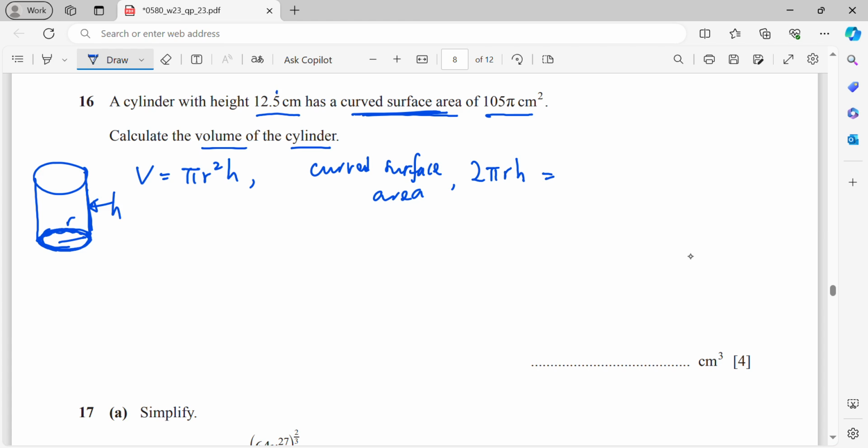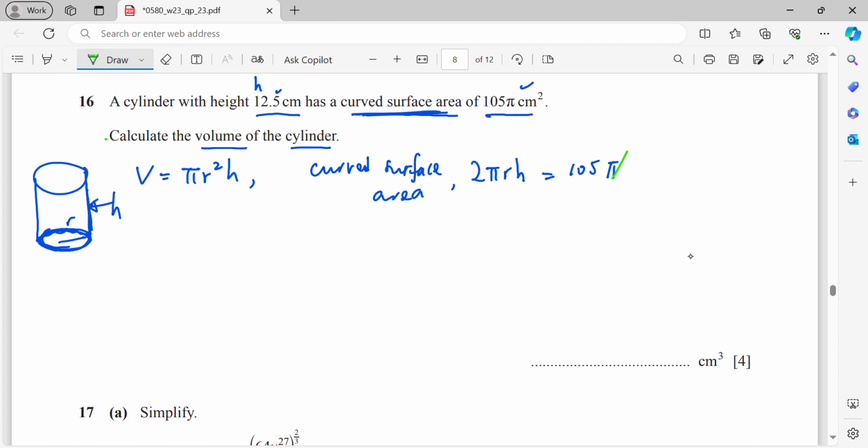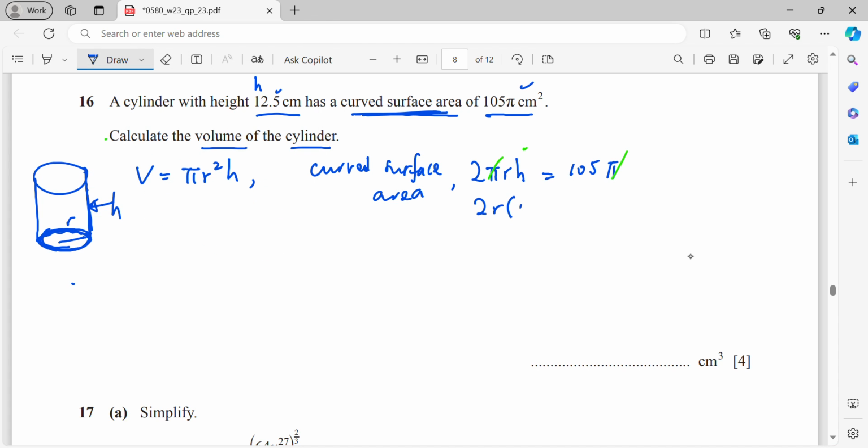Then it's given that it is 105 pi, and this is your h, 12.5. So now you are expected to find what r is, because h is given. So I will just write 2 pi r times 12.5 equals 105 pi. So now your r will be 105 divided by 2 times 12.5. This is 105 divided by 25, and you are getting 21 over 5.